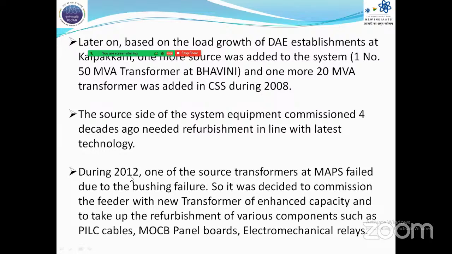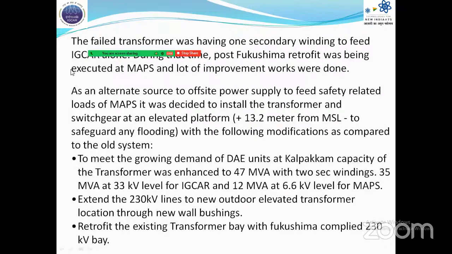During this time in 2012, one of the source transformers, that is IGCAR transformer 2, the 25 MVA transformer 2 at MAPS, failed due to bushing failure. So it was decided to commission the feeder with a new transformer of enhanced capacity and take up this refurbishment work in addition to the transformer enhancement work. The failed 25 MVA transformer 2 in MAPS had only one secondary winding to feed IGCAR loads, that means 33 kV for IGCAR.